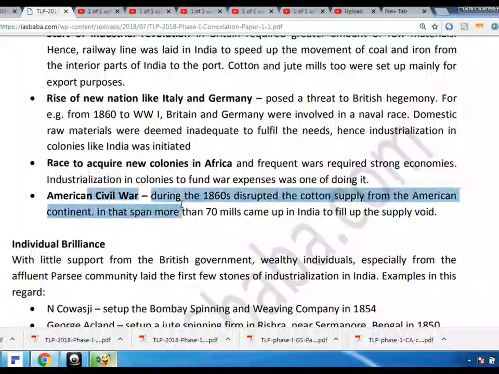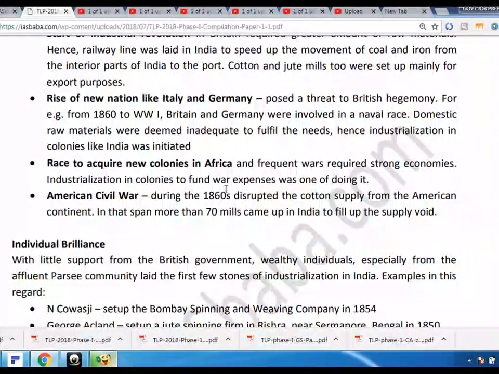American Civil War. During the 1860s it disrupted the cotton supply from the American continent. In that span, more than 70 mills came up in India to fill up the supply void.